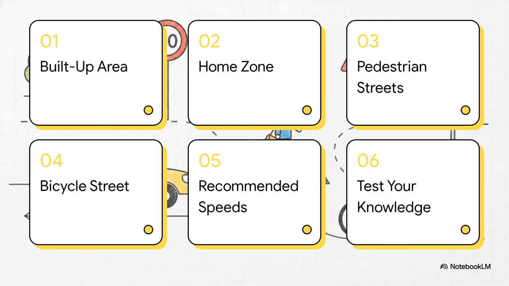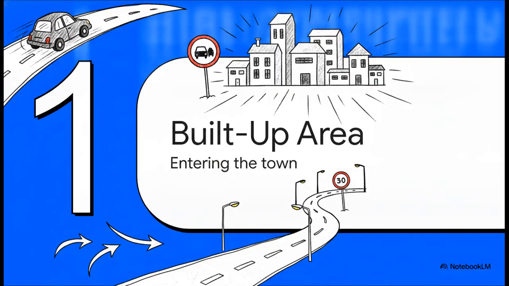Okay, here's our quick roadmap so you know exactly what we're tackling today. Entering the built-up area, navigating the home zone, rules for pedestrian streets, sharing the bicycle street, recommended versus legal limits, and we'll wrap up by testing your knowledge. Let's do this. Section 1.